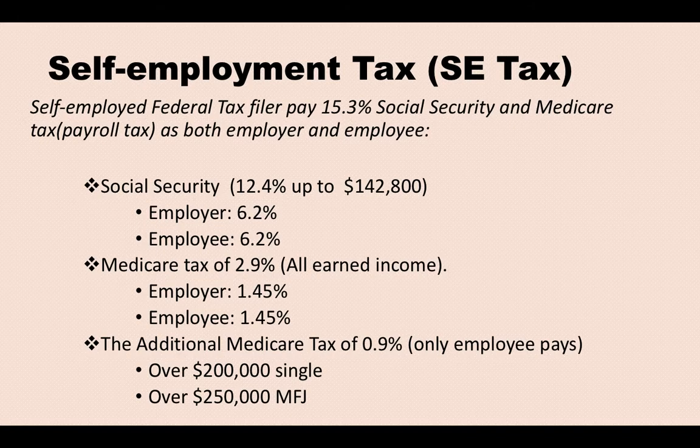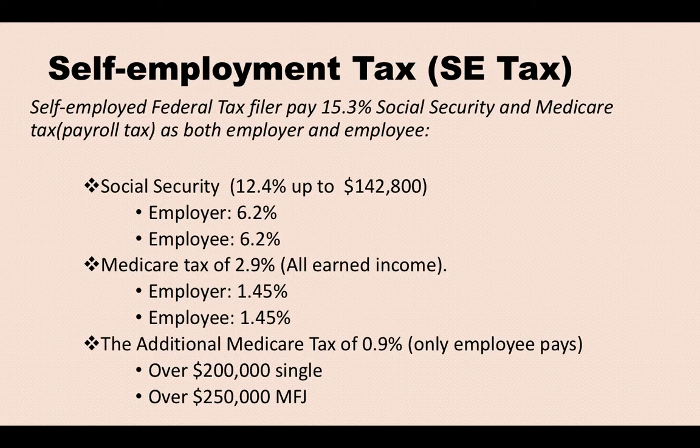Say you are working for a company. For Social Security, you pay 6.2% as an employee. Then for Medicare, you pay 1.45% as an employee. So the total is 7.65% as an employee. That's your payroll tax, which is Social Security and Medicare tax.